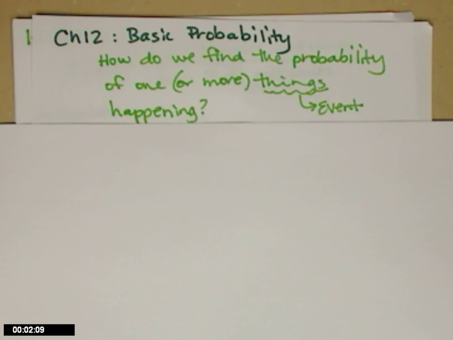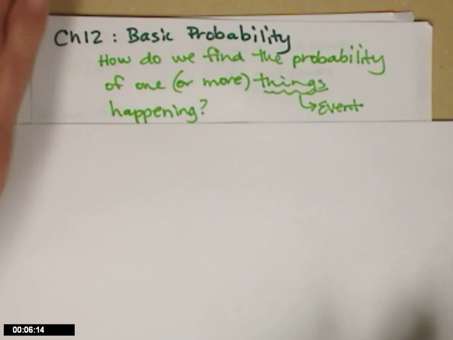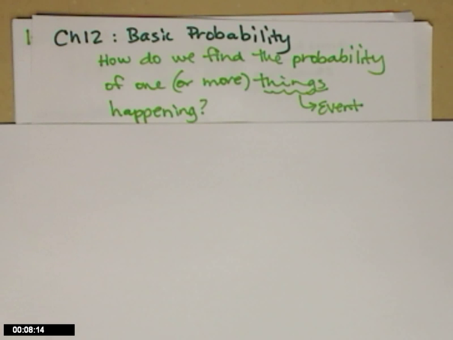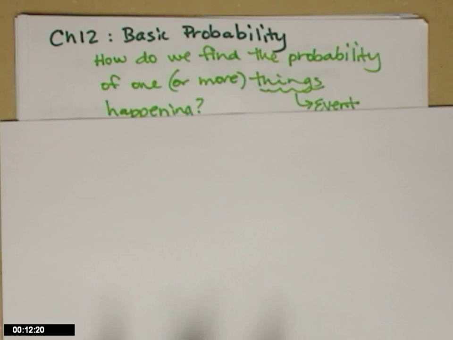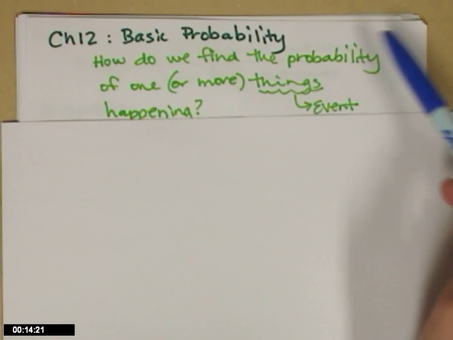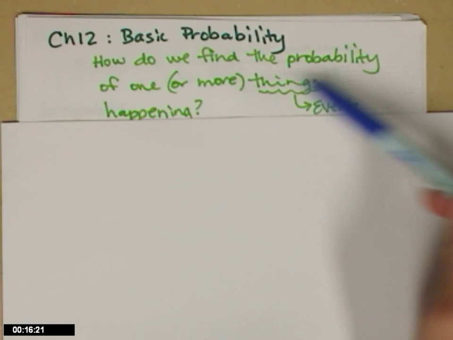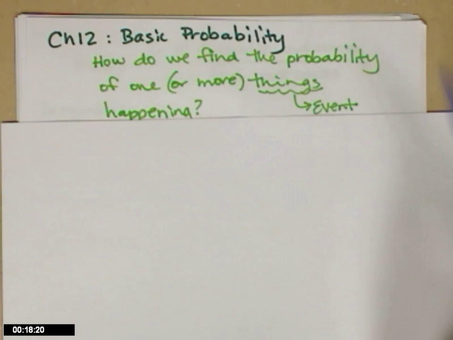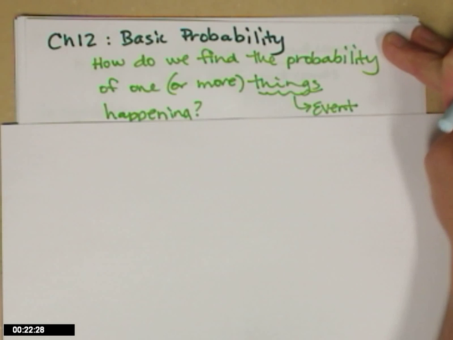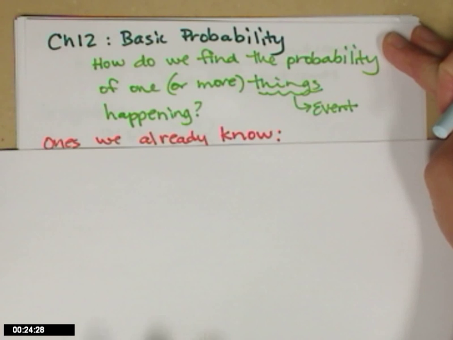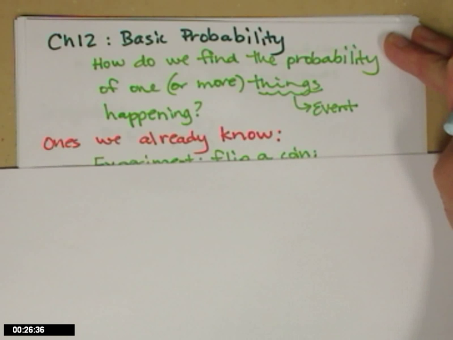So, I have a little lecture here on how to calculate some basic probabilities. For those of you in my class, this will relate to Chapter 12. First off, how do we find the probability of one, and maybe later, more things happening? And those things that are happening, we are going to give the term event. And there are some that we already know.